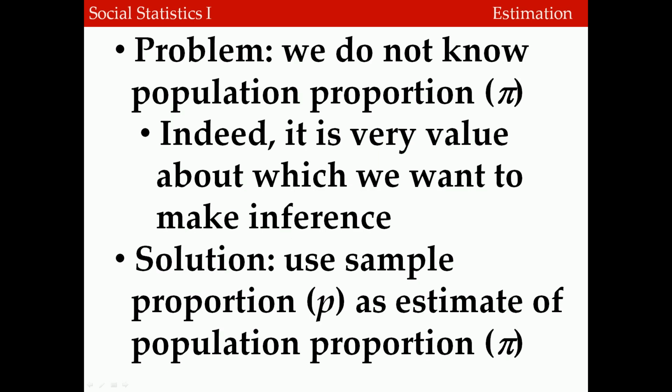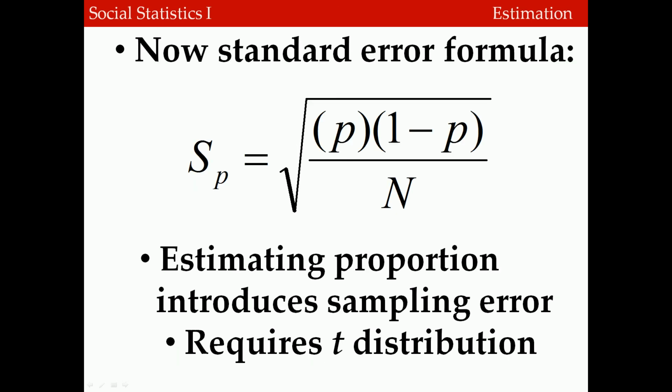Now there's a problem. Unfortunately, we don't know the true population proportion. In fact, that's the very thing that we're trying to make an inference about. So we have to figure out some other value to use for the true population proportion. The solution is to use the sample proportion as an estimate of it. So we're going to use p, the sample proportion, to estimate pi, the population proportion.